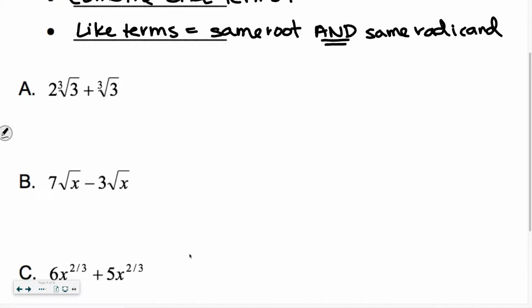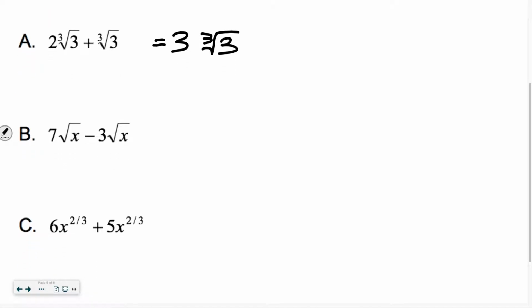Okay, so letter A. Can you add 2 cube roots of 3 plus a cube root of 3? Yes. How many do you have? 3. I have 3 cube roots of 3. They don't turn into cube roots of 6 or anything like that. There's no adding with the roots or the radicands. You're just adding what I would call the coefficients of the radicals. That's a lot of 3's. Yeah, it is.